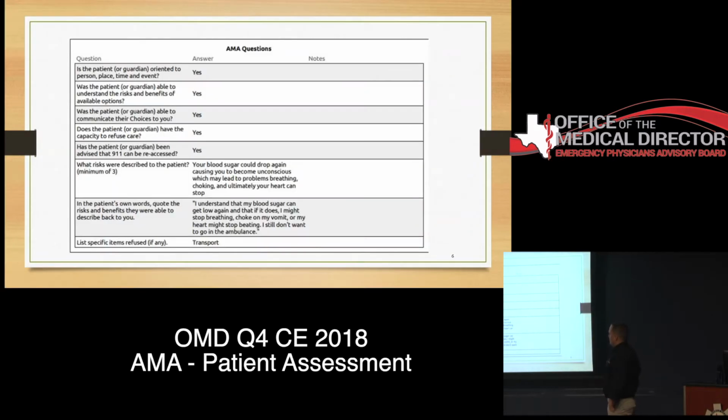So here's another one. Your blood sugar could drop again, causing you to become unconscious, which may lead to problems breathing, choking, and ultimately your heart could stop. I understand that my blood sugar can get low again, that if it does, I might stop breathing, choke on my vomit, or my heart might stop beating. I still don't want to go in the ambulance. That patient demonstrated capacity. There we go.